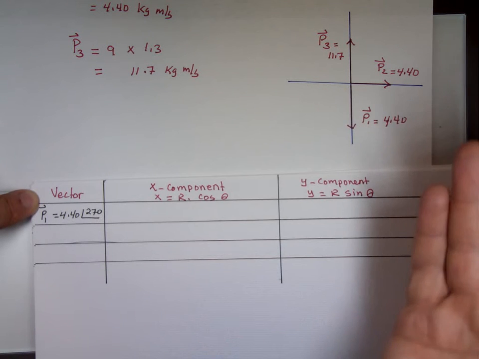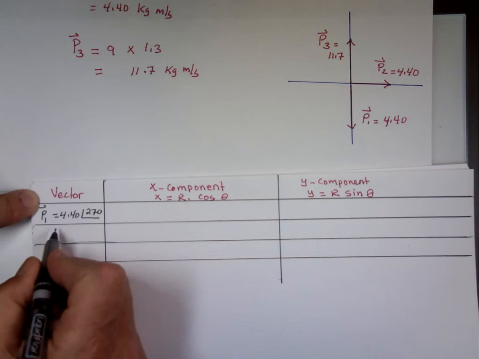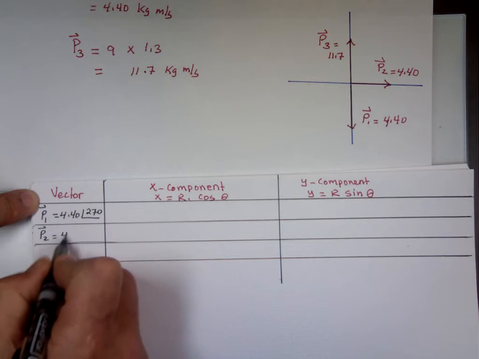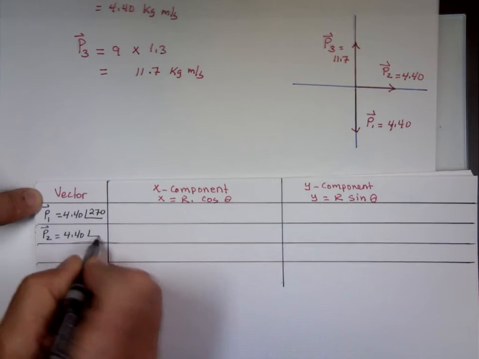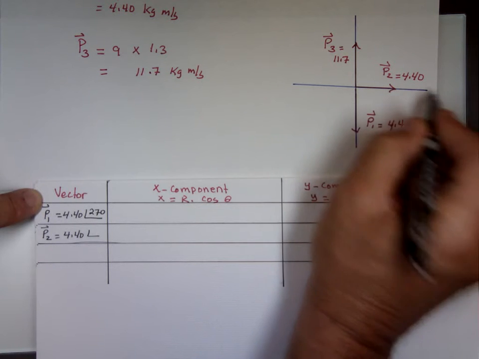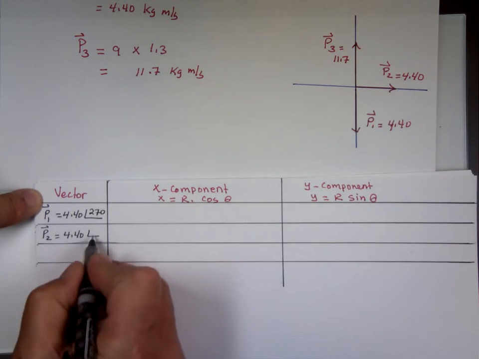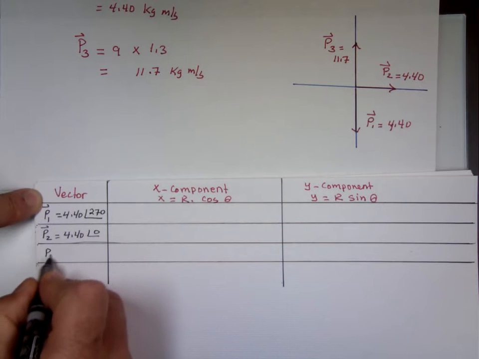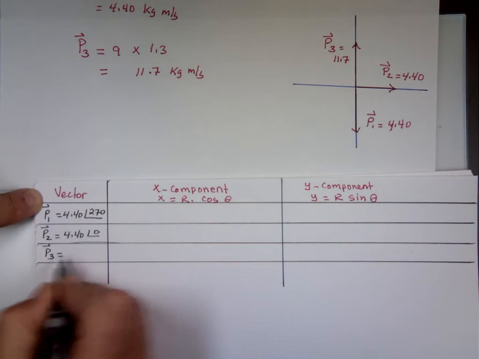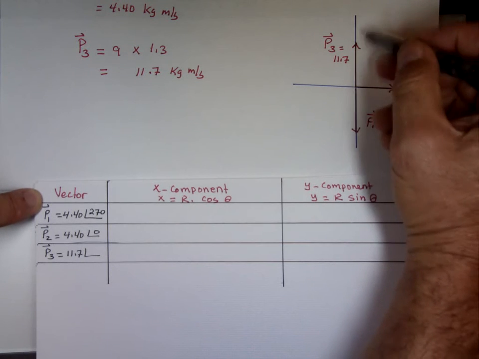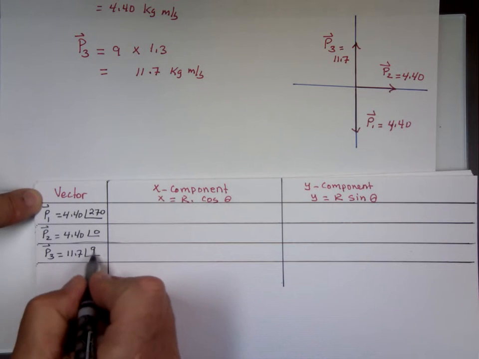The second vector, P2, is going to be 4.40. What's the angle there? Here? 0, good. And vector P3, which is 11.7. And what's the angle for the third one? 90 degrees.